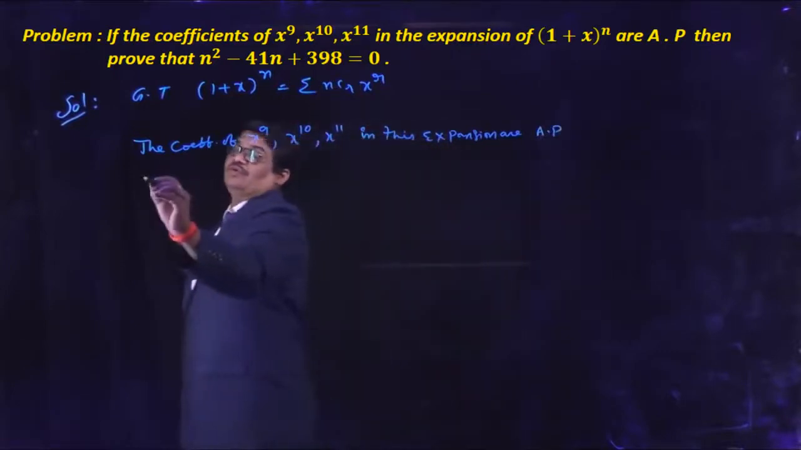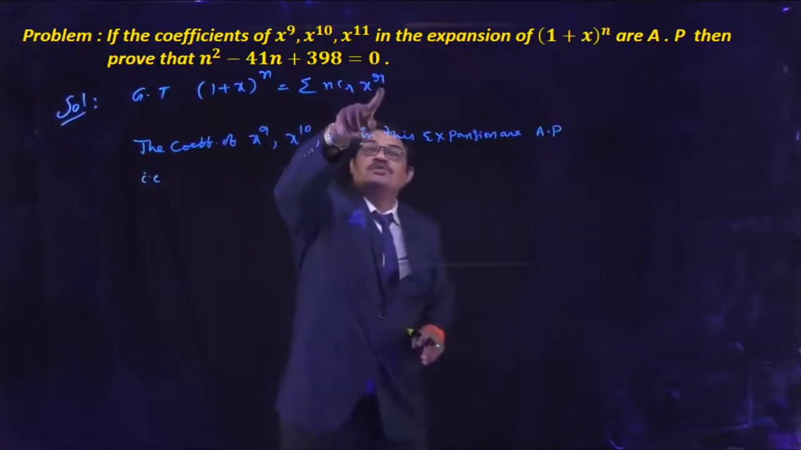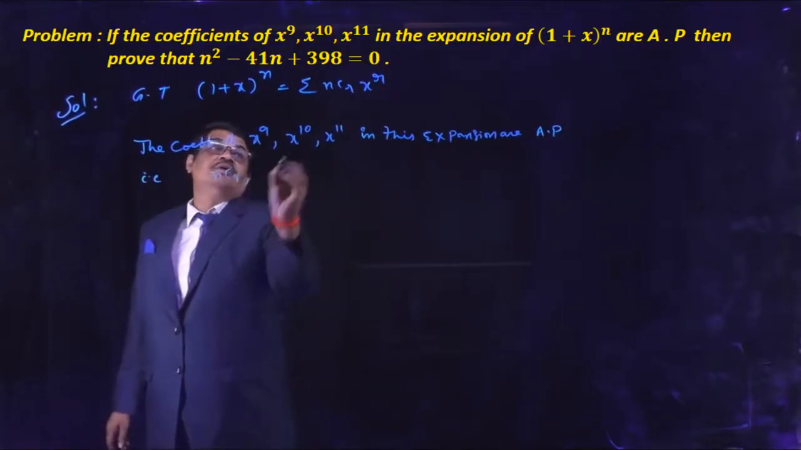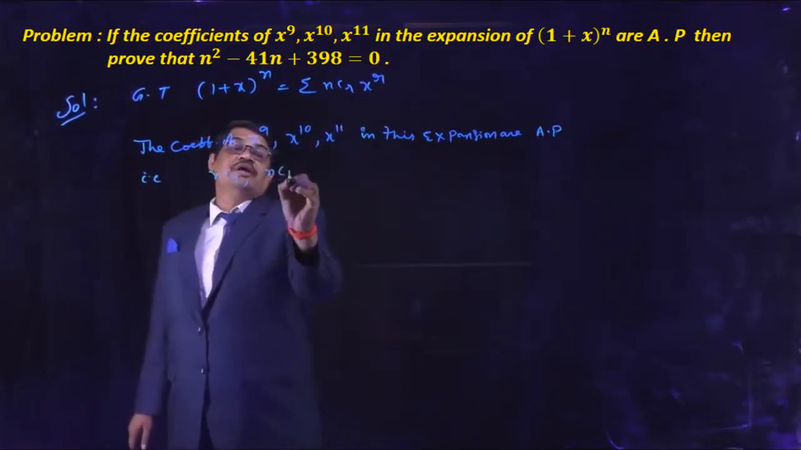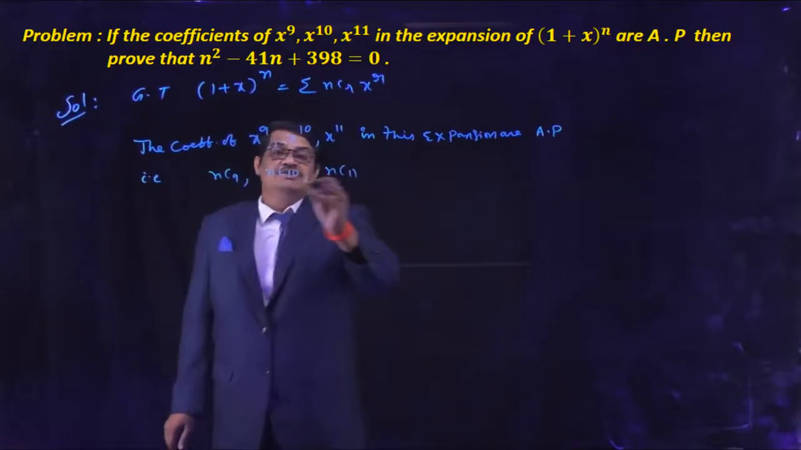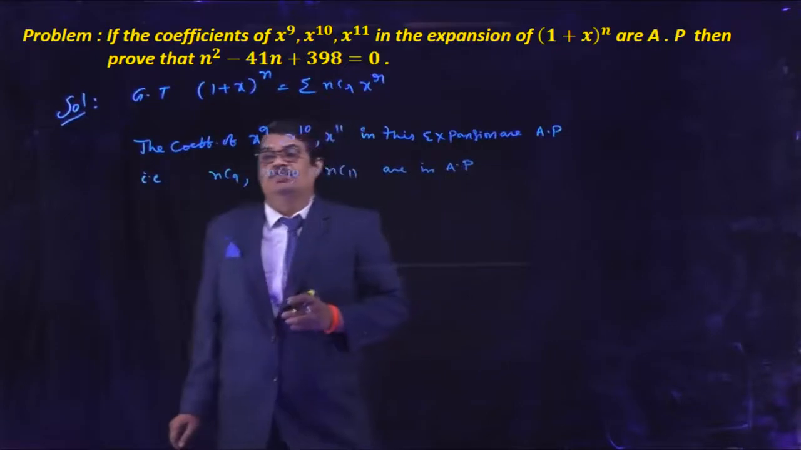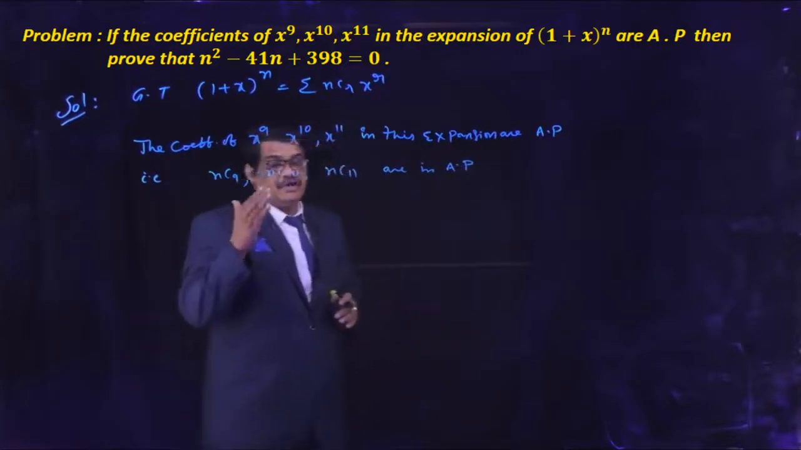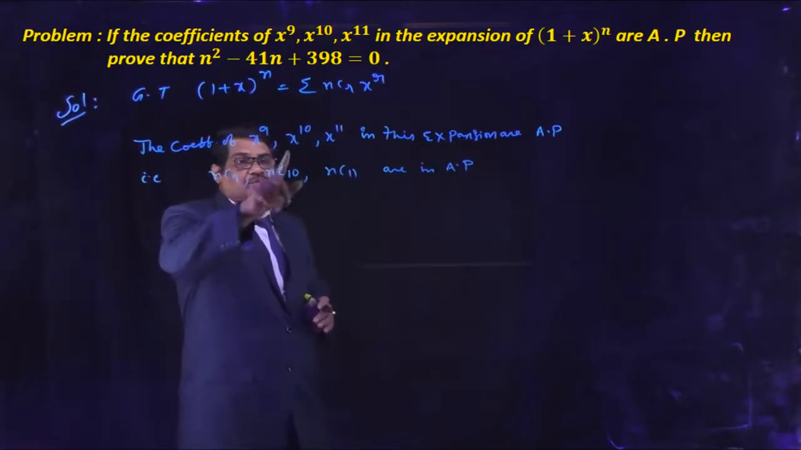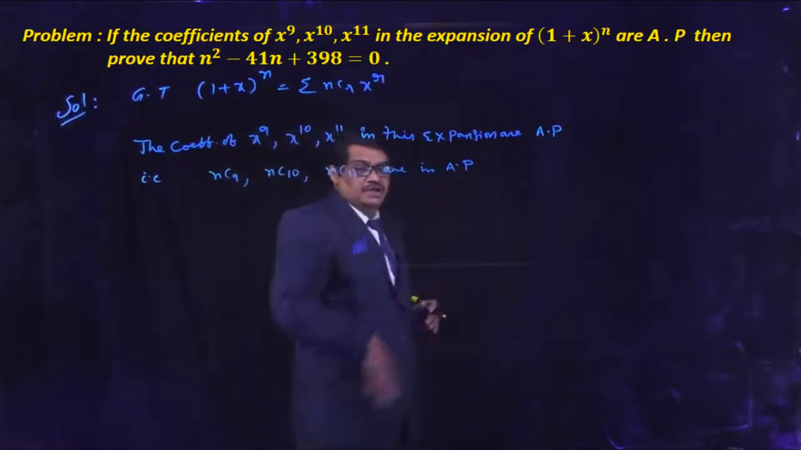That is, we are writing the coefficients. What is the coefficient of x^9? For the x^9 coefficient, r is 9, that is nC9. The x^10 coefficient is nC10, and the x^11 coefficient is nC11. These terms are in AP.